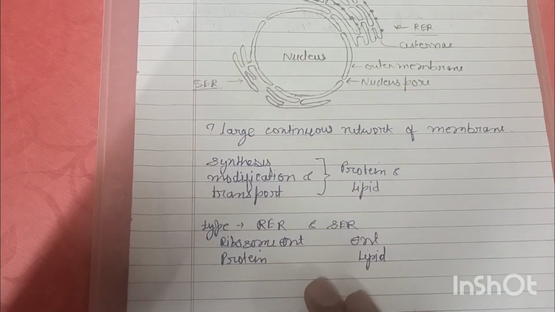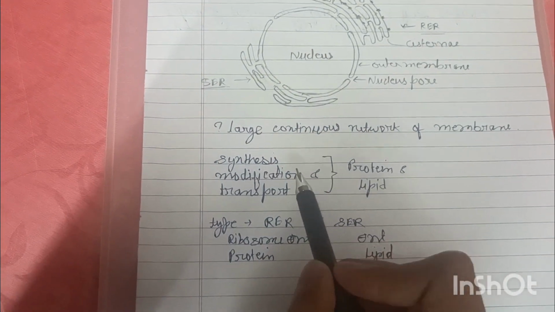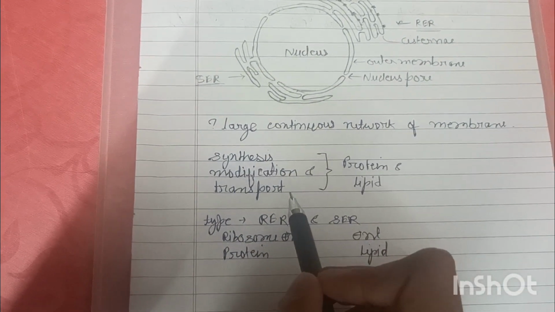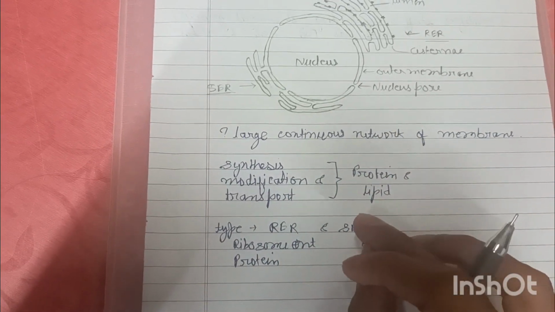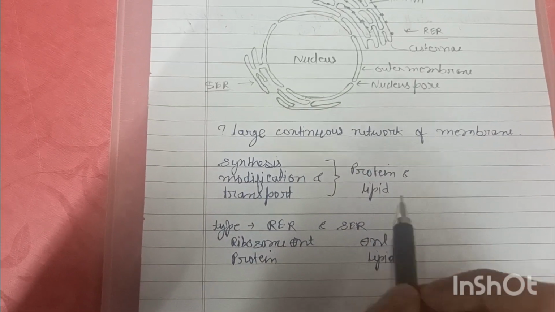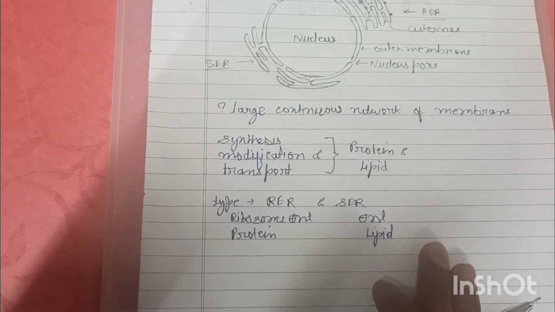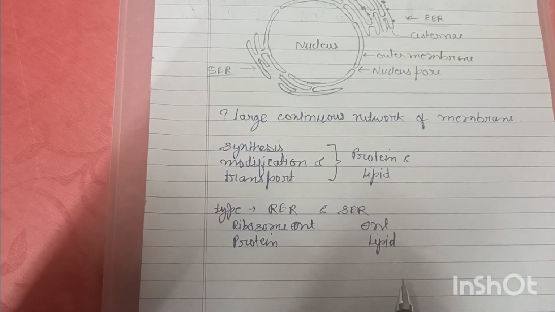And now, what is the function of endoplasmic reticulum? So here you can see the synthesis, modification and transport of what? Protein and lipid. Basically the function of endoplasmic reticulum is the synthesis, modification and transport of protein and lipid. Now which part of endoplasmic reticulum will synthesis protein and which part will synthesis lipid?